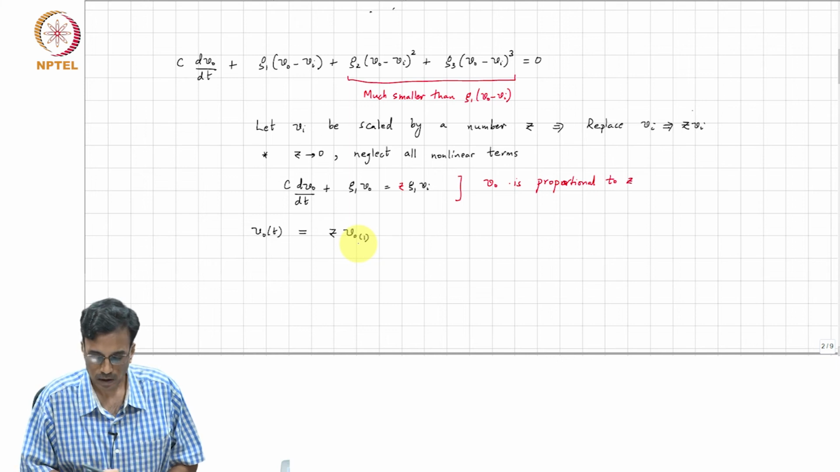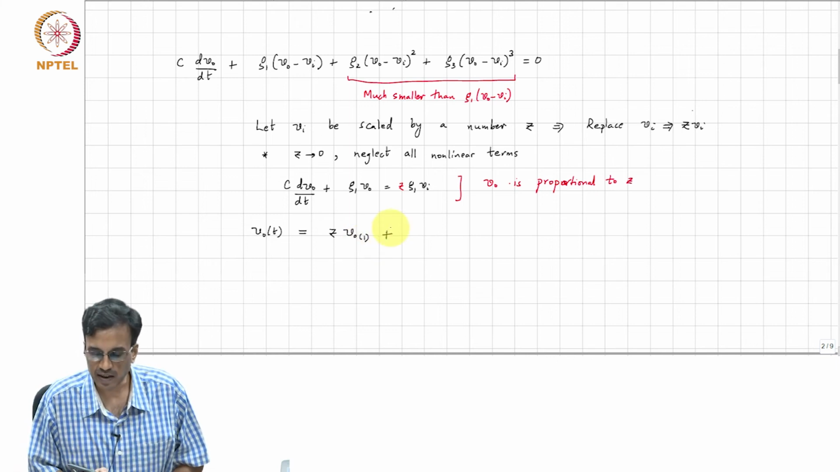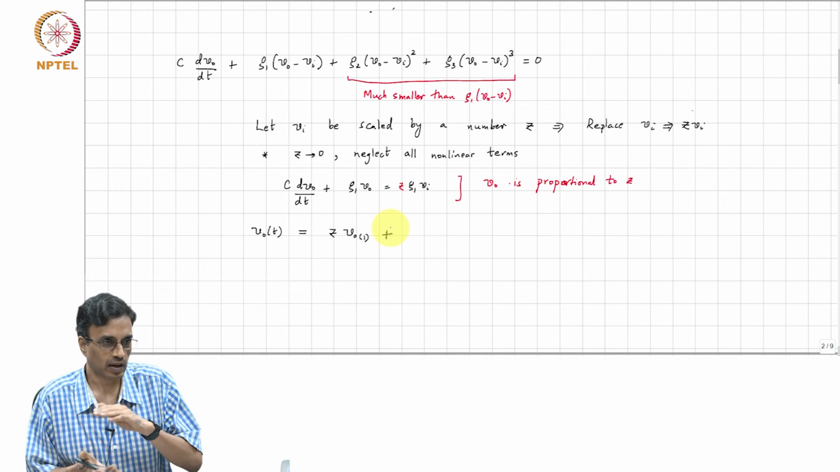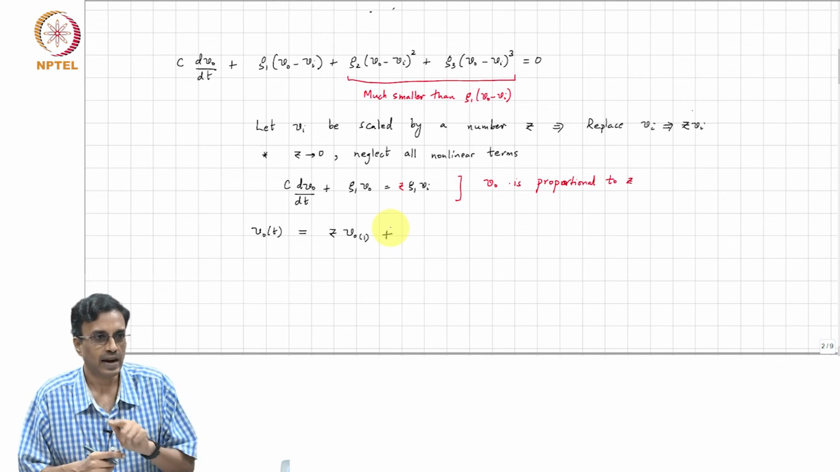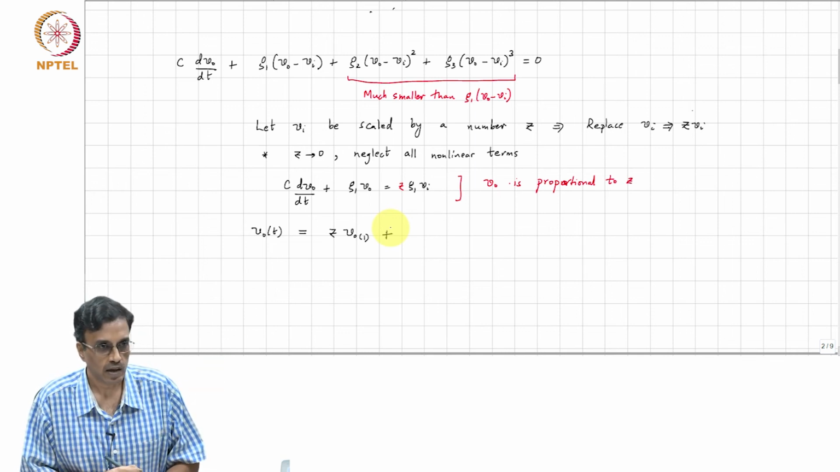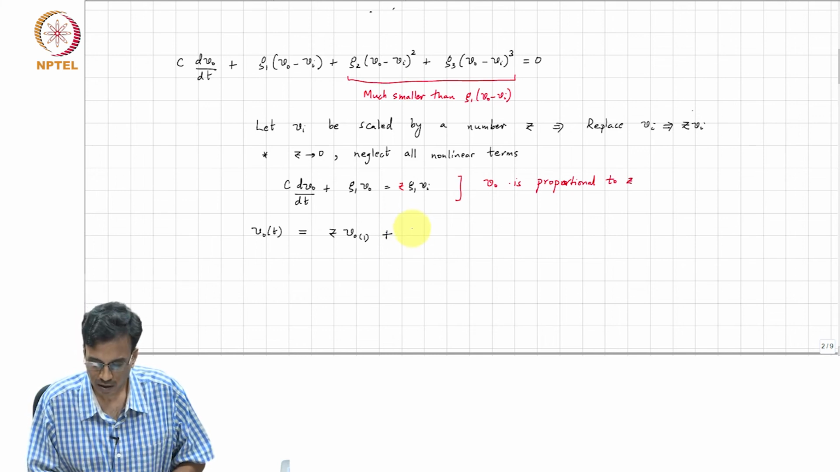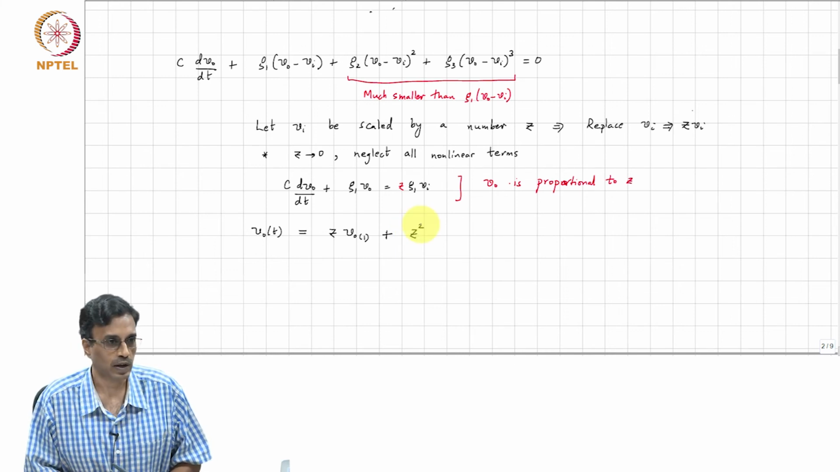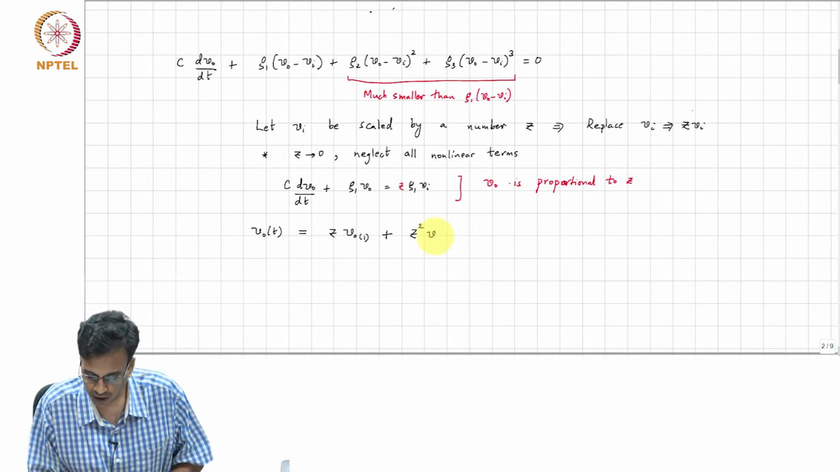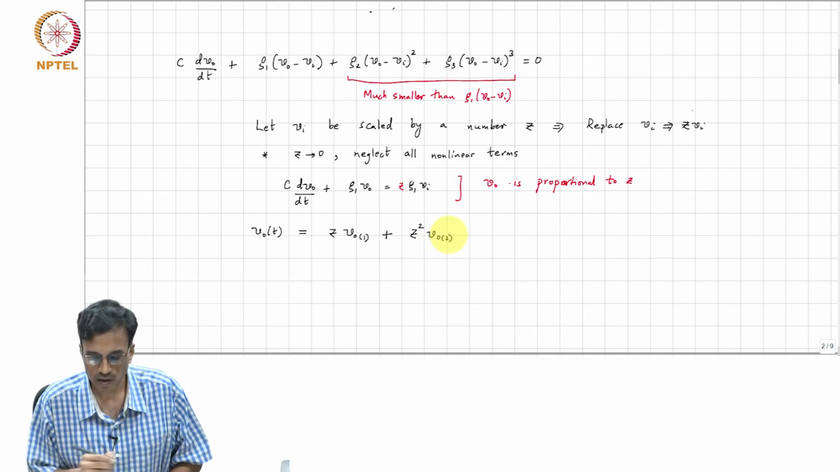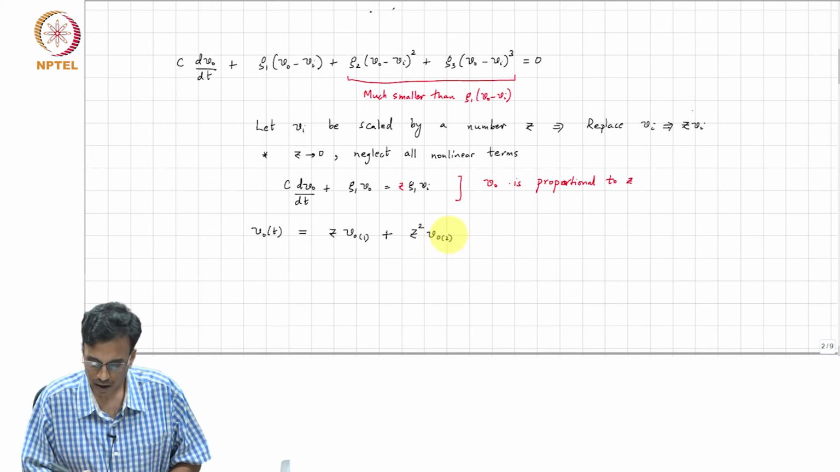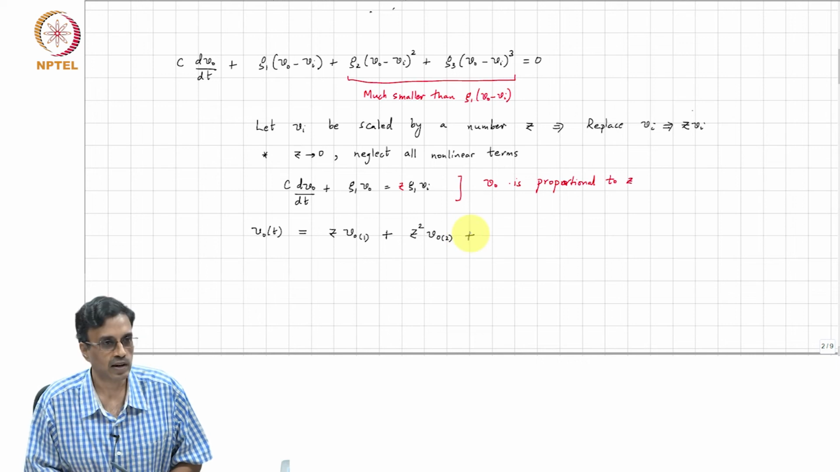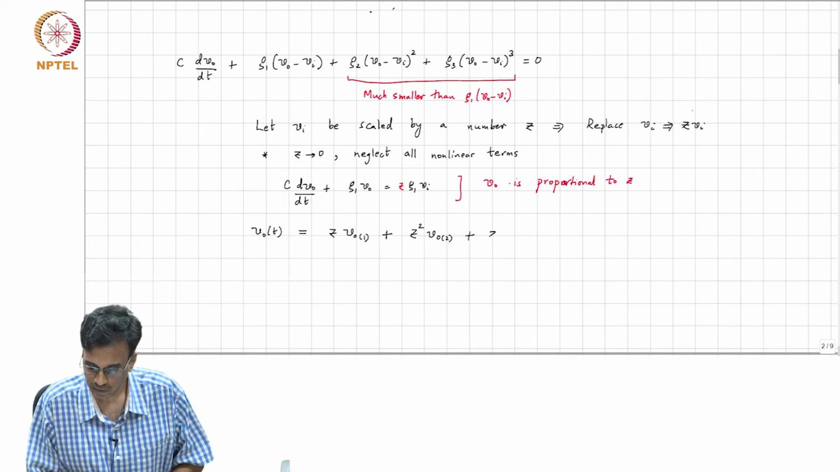Okay. All right. As you keep increasing Z, in other words, as the input amplitude goes on increasing, because there is second order nonlinearity, you should expect to see the output changing proportional to Z square. So you will have some other component which is proportional to Z square, and because you have third order nonlinearity, Z cube.